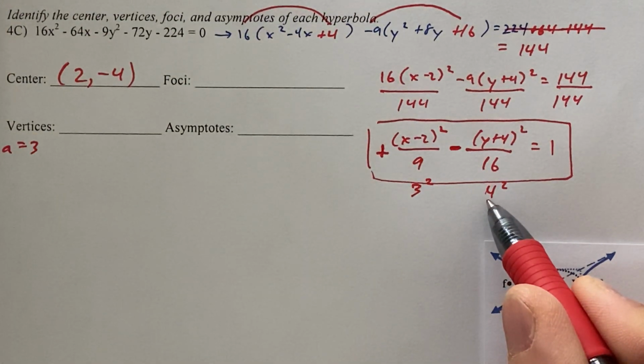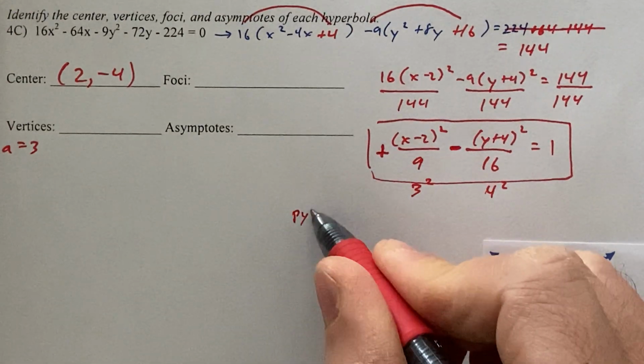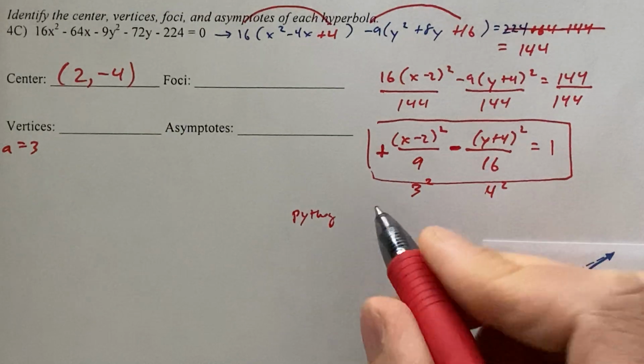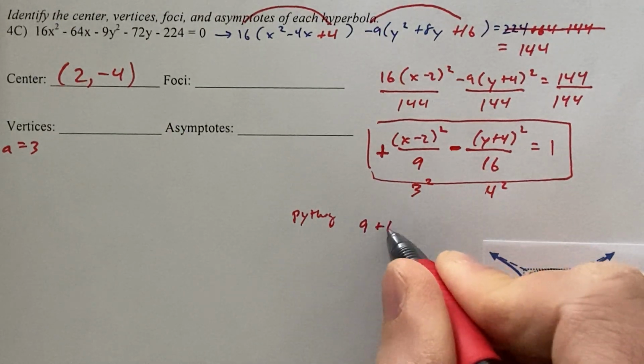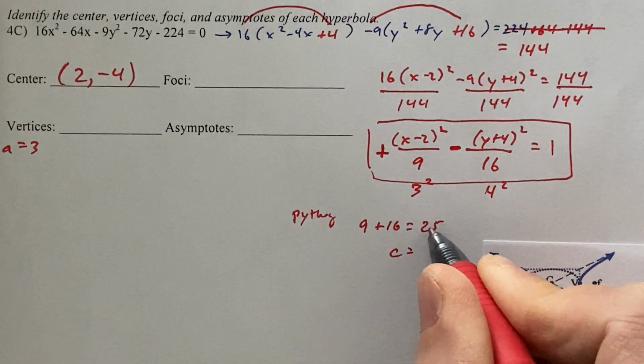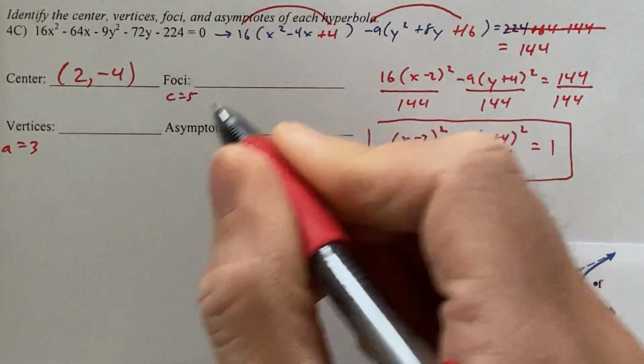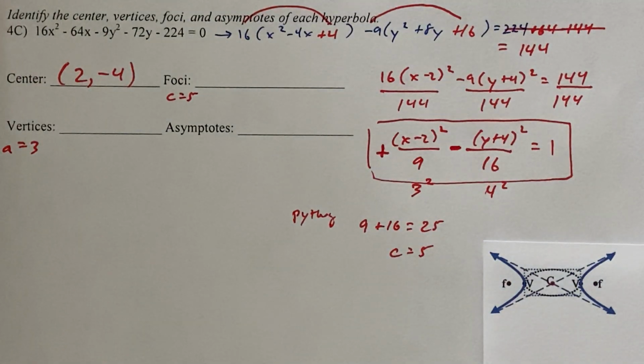I actually wanted C. So what's the relationship between A, B, and C? Pythagorean theorem. A squared plus B squared equals C squared. Okay, so C equals the square root of 25, which is 5. And then, of course, we'll finish up the asymptotes a little bit later.